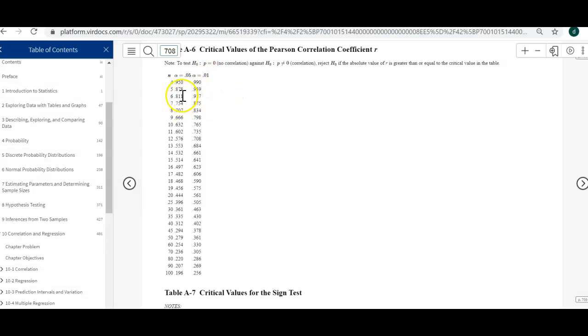And you look up based on your number of pairs of data that you have. You look at the right alpha, and this gives you a critical value. And if your R value is greater than that critical value, then you can say that there is a linear correlation with this particular significance level. And if it's not, then you cannot say that.